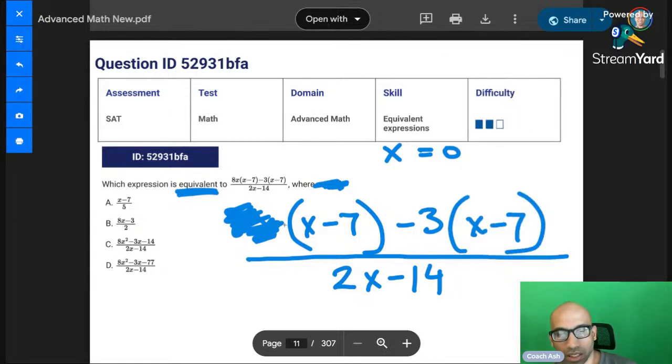So I'm just going to get rid of this one. If there's an x, just cancel this out. If there's an x, just cancel this out. And if there's an x, just cancel this out. So what you're left with is such a simple expression.